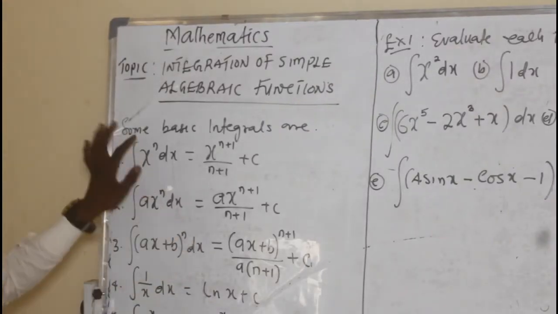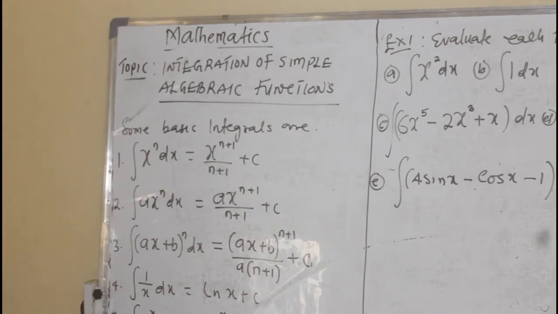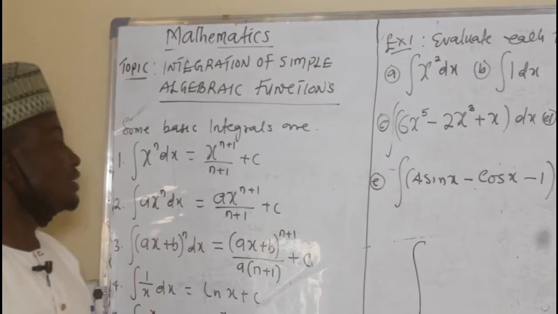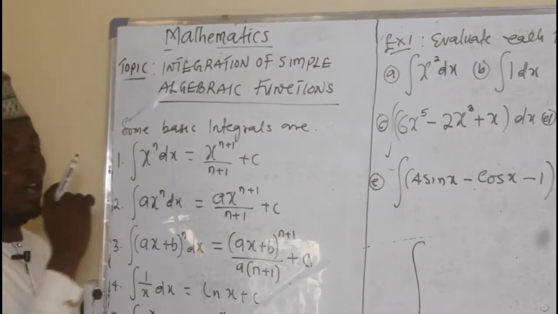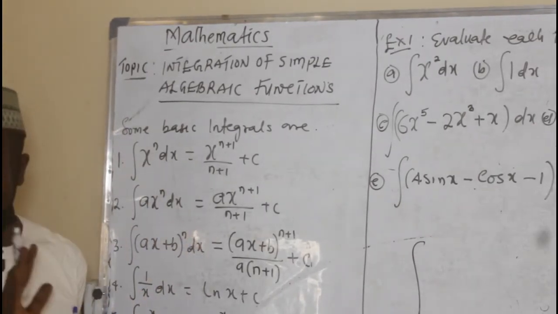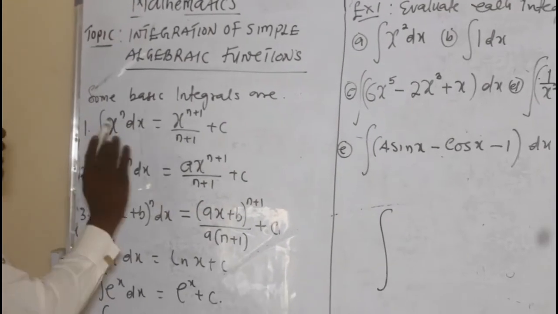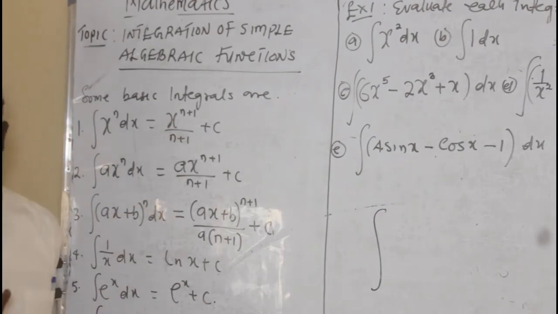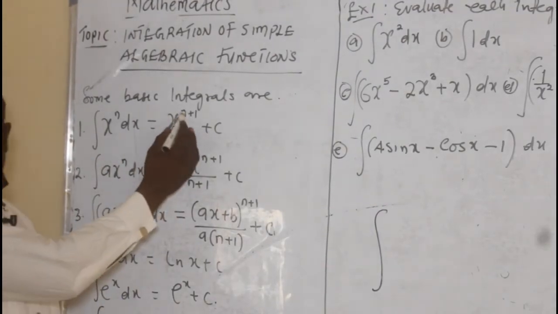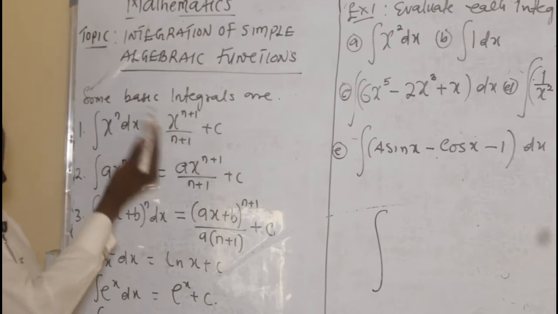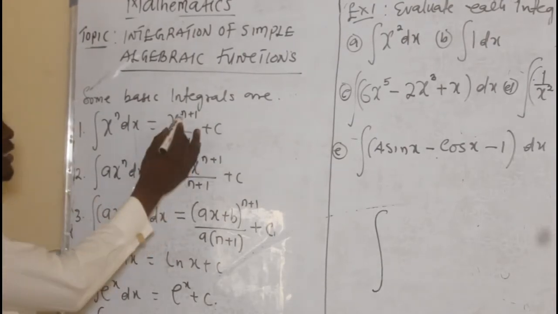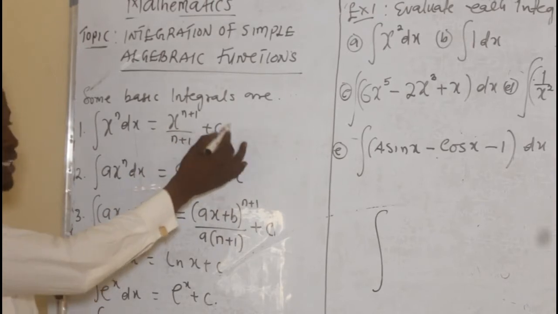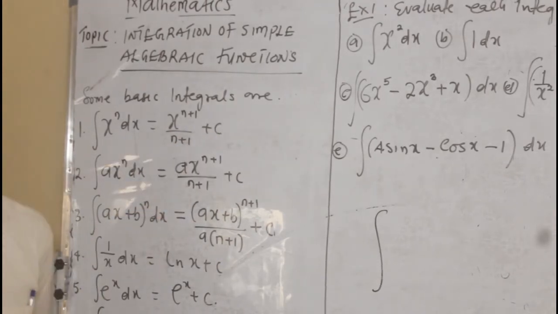This is the symbol of integration, the integral symbol. Now, if you have x raised to the power of n, the integration of this is simply x raised to the power of n plus 1 over n plus 1. n is the power. Whatever you have as the power, add 1, then divide by that value, n plus 1, plus a constant.